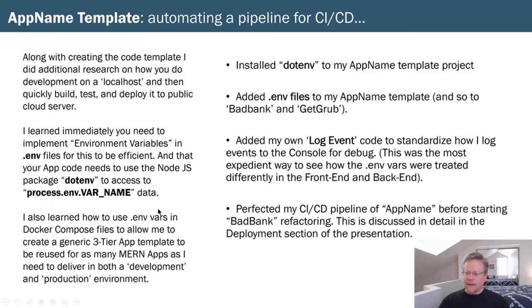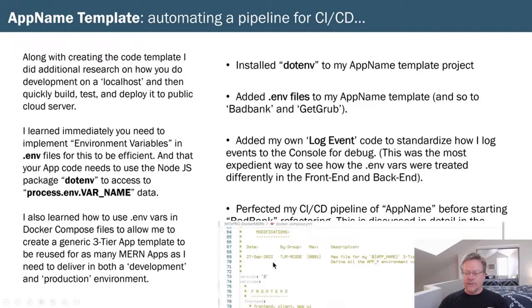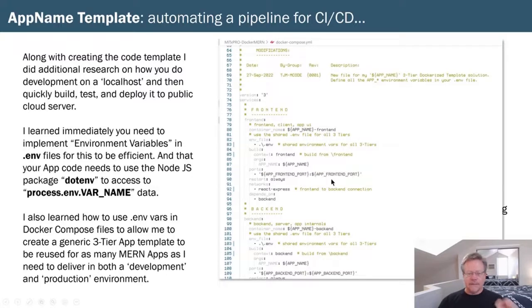So I rediscovered that in my process of making the template, and I learned I had to install .env into my projects. And then I learned how to create an env file with environment variables in it to distinguish development localhost from the cloud server. And then I also added in some of my own stuff like log files into that template.